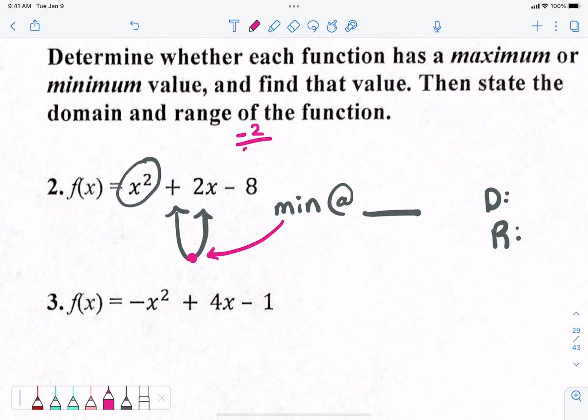Negative 2 over 2 times 1 is going to be negative 1. Negative 1, comma, something. Oh, wait a minute. Negative 9. Did you get negative 9? Yes, that's what I got. So what do I put for my minimum? Negative 9. Just negative 9. It's the lowest point. Okay, the minimum is at negative 9.